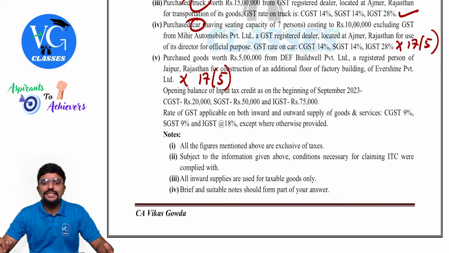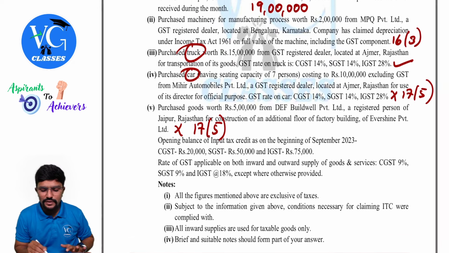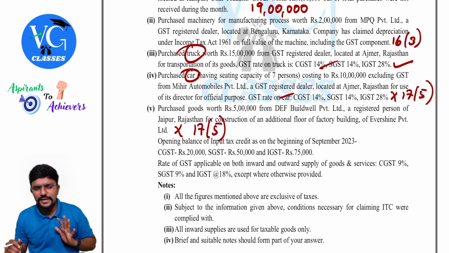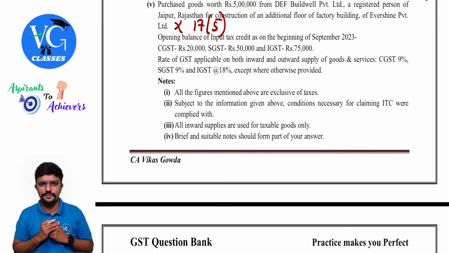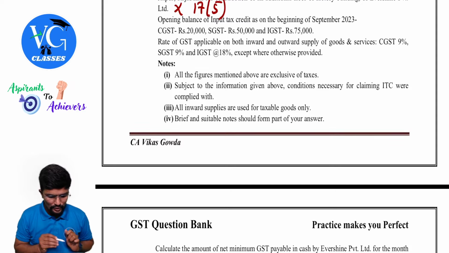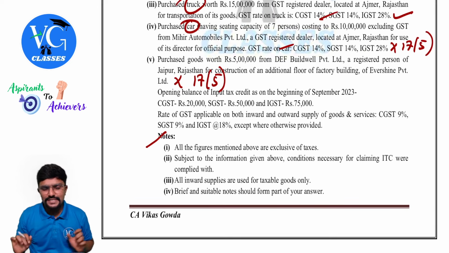Opening balance of input tax credit as on the beginning of September 2023, CGST 20, SGST 50 and IGST 75,000, guys. Rate of GST applicable on both inward and outward supply of goods or services, CGST 9, SGST 9 and IGST 18, except where otherwise provided. In few cases, they only given the rate. So the respective rate we have to take. Wherever rate is not given, we have to assume it to be 9 plus 9 or 18 in case of interstate supply. Notes: all the figures mentioned above are exclusive of taxes.